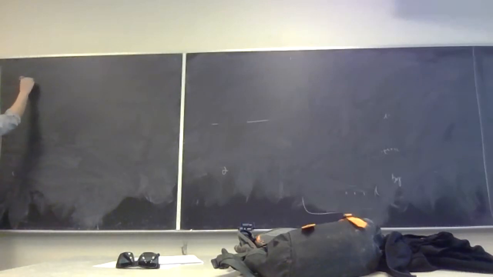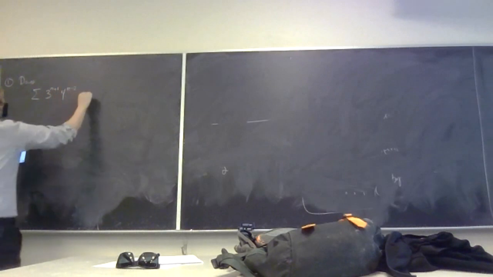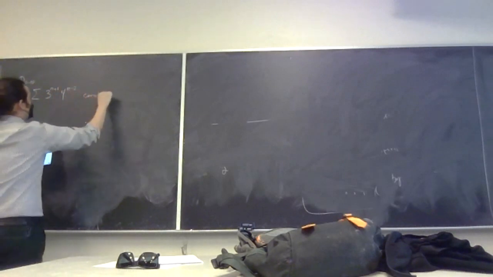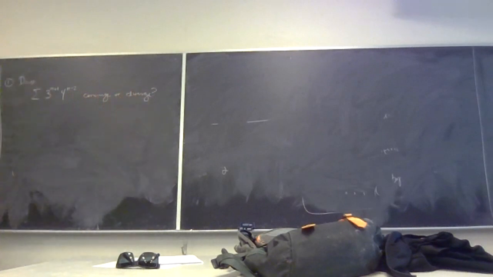Question 1. Does the sum of 3n plus 1 over 3n minus 2 converge or diverge? 2.